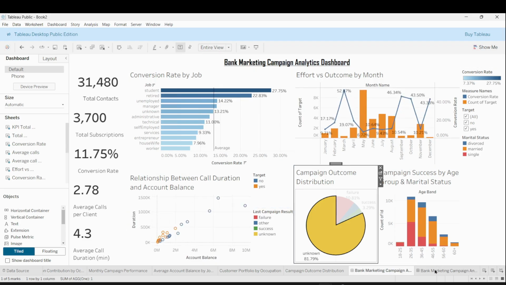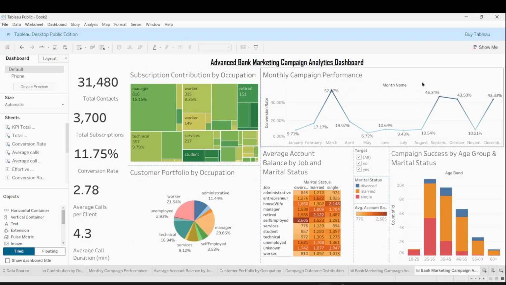I have also made an advanced dashboard for the same data set, with a tree map, line chart, pie chart, balance, heat map and the age chart together for the campaign team to analyze the results.